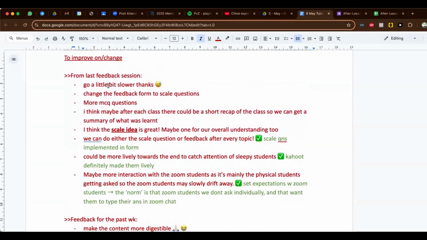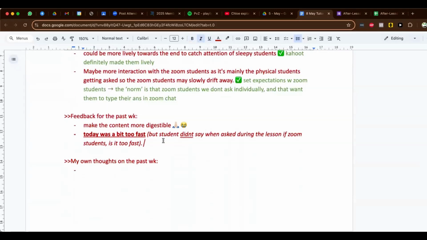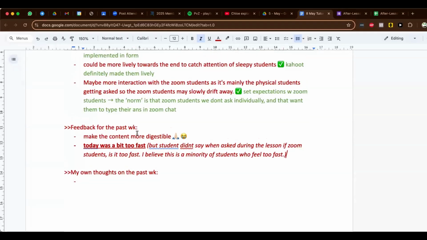Okay. Do you think this is just a few people? Is it a minority? If it's a minority, then we shouldn't go and change our whole pace for them. I believe it's a minority. Whenever, like during the break, I'll walk around and ask them if they have any questions, that kind of thing. And they usually are all quite okay. Okay, good, good.